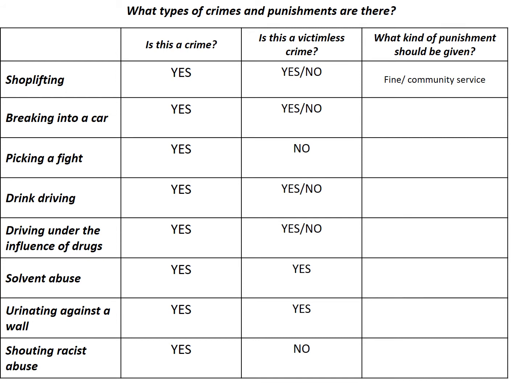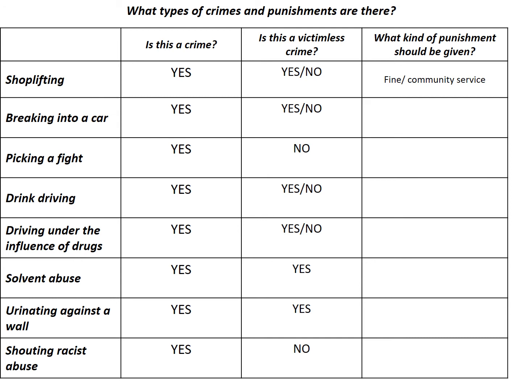Solvent abuse, is this a victimless crime? You could say yes again, because it would just be you committing that solvent abuse. Urinating against the wall, yes, you could argue that's victimless as well, because you're not directly harming a victim. And then shouting racist abuse, well, you could argue no for that, because there would be a victim that you are directing that racist abuse towards.